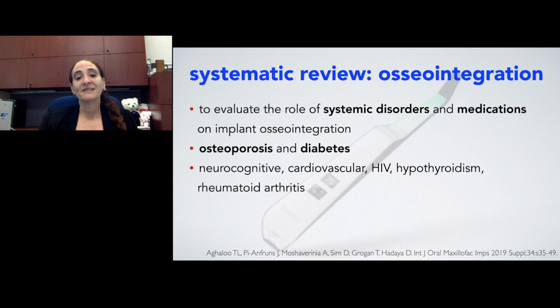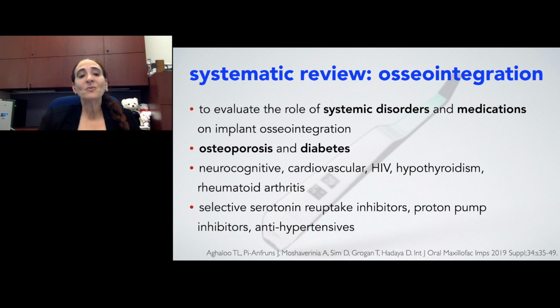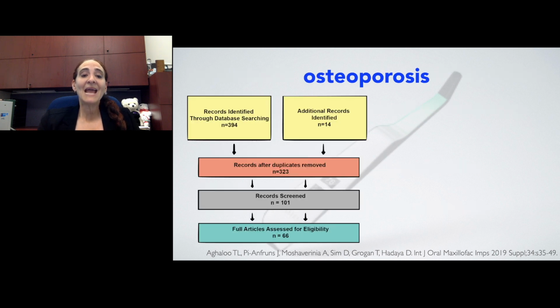evaluating these implants. We also looked a little bit more minorly at some of these other aspects: neurocognitive disorders, cardiovascular, HIV, hypothyroidism, and autoimmune diseases such as rheumatoid arthritis. And then we looked at certain other medications like SSRIs for depression, proton pump inhibitors for acid reflux, and antihypertensives. The systematic review really could only be done for osteoporosis and diabetes, and then we have some preliminary information about the other diseases and medications that I mentioned.